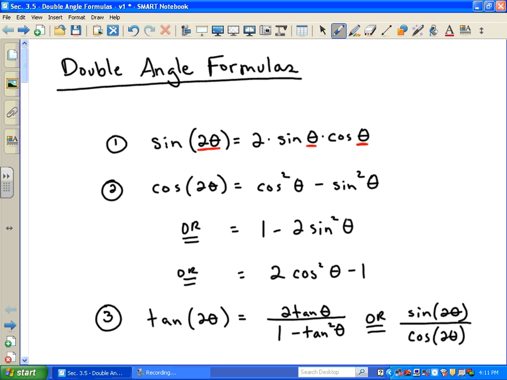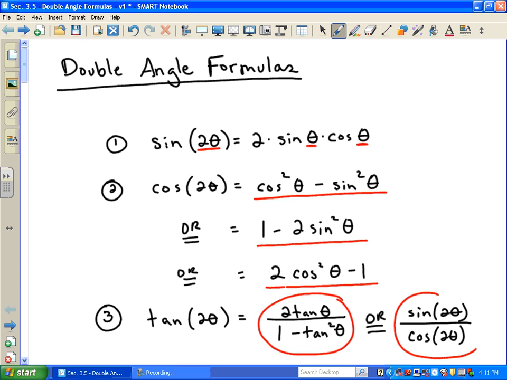Cosine has three different variations for its formula. You can either use cosine squared of the single minus sine squared of the single, or you can use 1 minus 2 times sine squared of the single, or 2 times cosine squared of the single minus the 1. Tangent, you have two different formulas for. You can use this formula, or you can use that formula.